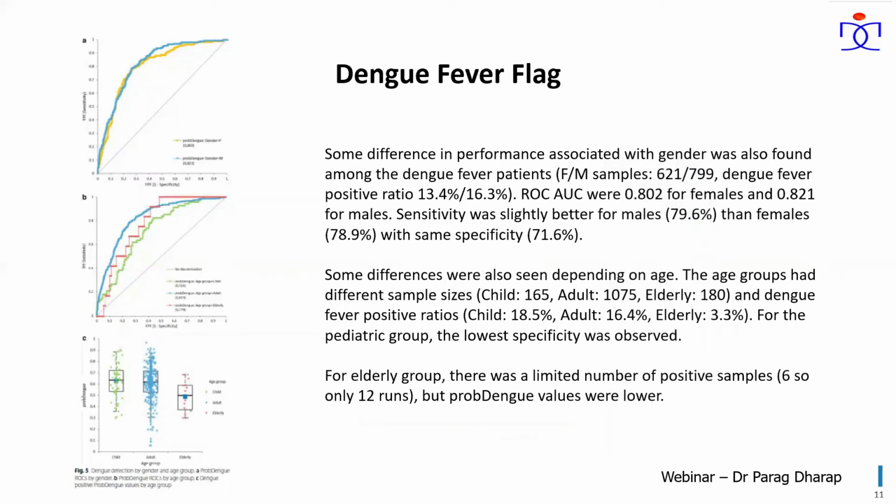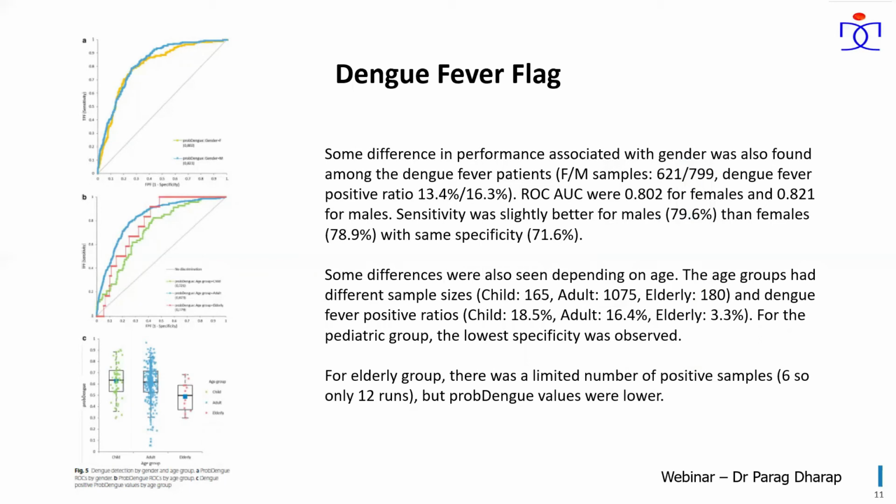This slide shows the performance of the dengue fever flag, or ProbDengue. On the left-hand side, one can see two ROC AUC curves. The uppermost shows performance across gender. Some difference in performance associated with gender was found for dengue fever.